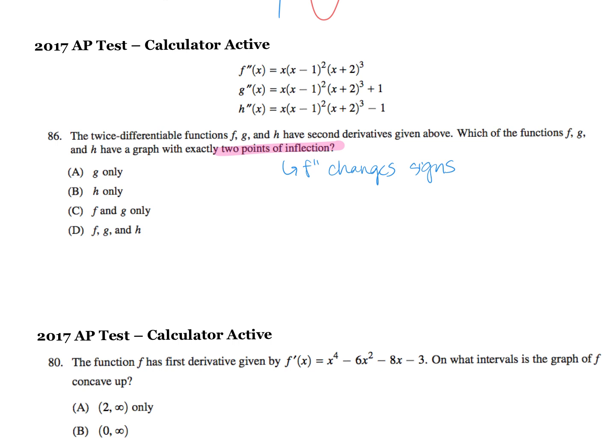I'm going to go graph that first one, and I'm going to say x times x minus 1 squared times x plus 2 cubed. And I'm going to do a zoom 6, just my basic window again. And I'm going to say my f double prime graph. F double prime is looking something like... This is my f double prime graph.